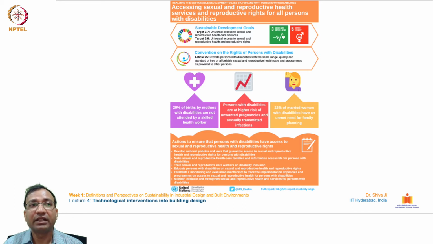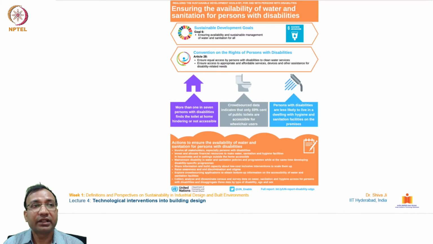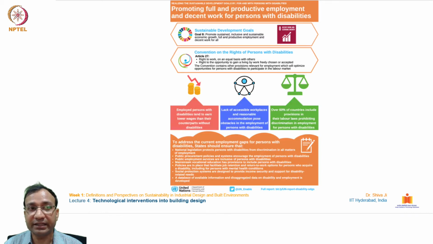Further to this, the Convention on the Rights of Persons with Disabilities, Article 25, talks about providing persons with disabilities with the same range, quality, and standard of free or affordable sexual and reproductive health care and programs as provided to other persons. Further in this series, Article 28 talks about ensuring equal access by persons with disabilities to clean water services, and access to appropriate and affordable services, devices, and other assistance for disability-related needs. In this series only, Article 27 talks about the right to work on an equal basis with others, the right to the opportunity to gain a living by work freely chosen or accepted.